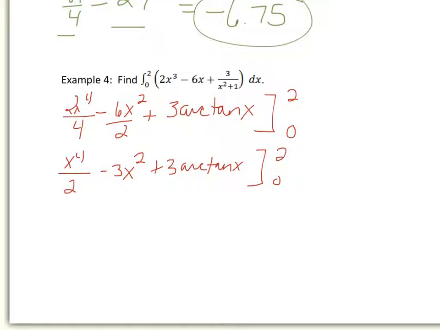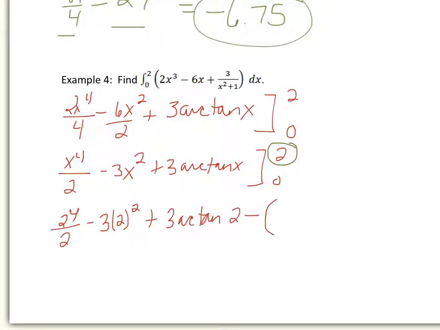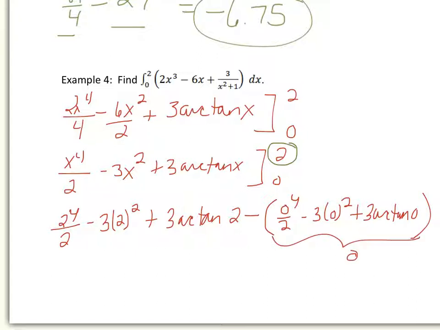Now if I go ahead and plug 2 into this, because that's what I do first, I first plug the 2 in, then I will minus plugging in the 0. So plug in 2, I get 2 to the 4th over 2 minus 3 times 2 squared plus 3 arc tangent of 2. And then minus, and again, parentheses are important here because you're minusing the whole thing. We would have 0 to the 4th over 2 minus 3 times 0 squared plus 3 arc tan 0, which will all go to 0, obviously.